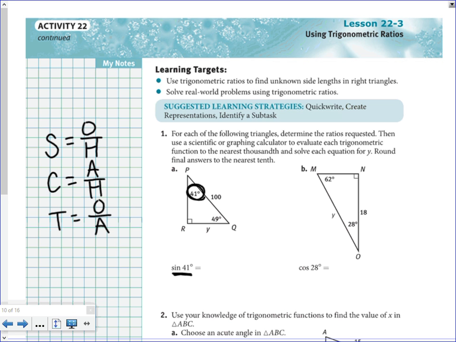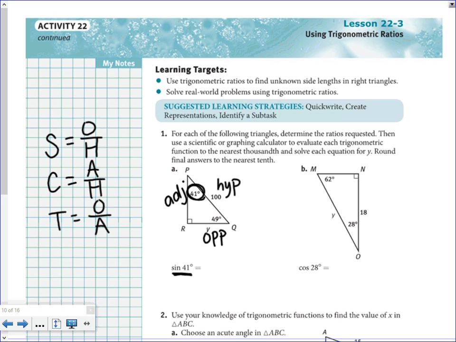So if you look at the 41 degrees, where is your hypotenuse? Well, it's the 100. So then once you have your hypotenuse, where is your adjacent? It is right next to the 41. So it's this side PR, this vertical side. And then that leaves the y for the opposite.